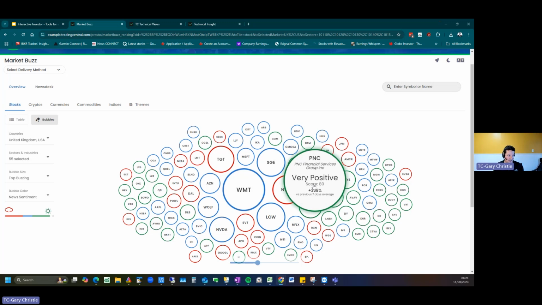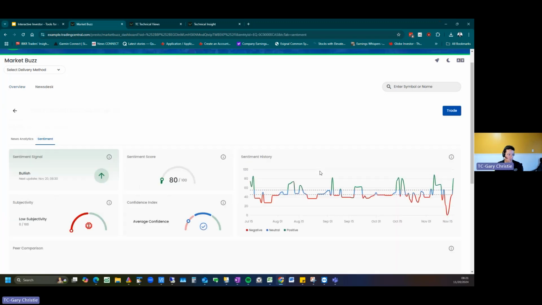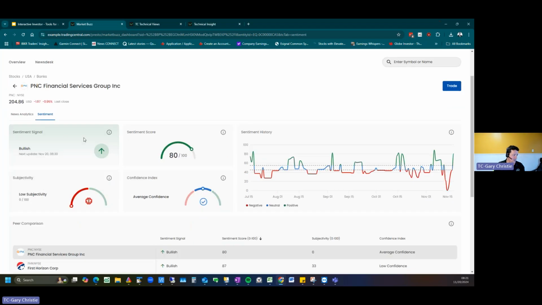If I use this as an example, I see PNC Financial, very positive. I click on that, and we're opening up the whole window to a whole new world of news analytics. So what do we see here? We can see the sentiment signal, it's bullish. We're going to update that, I think, in about 10 minutes. So we have an update.